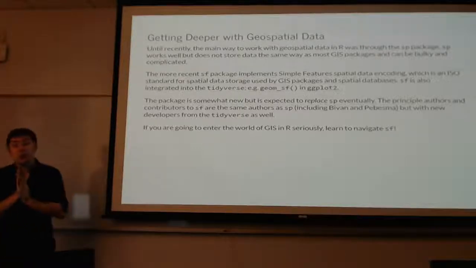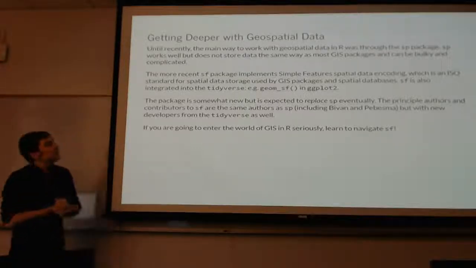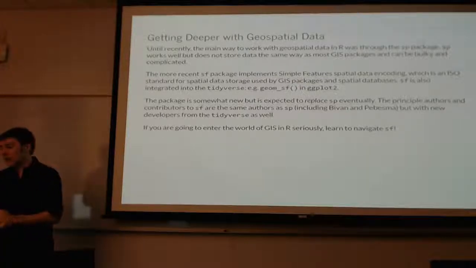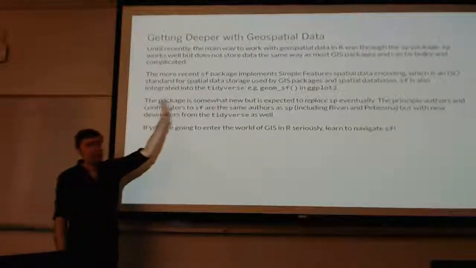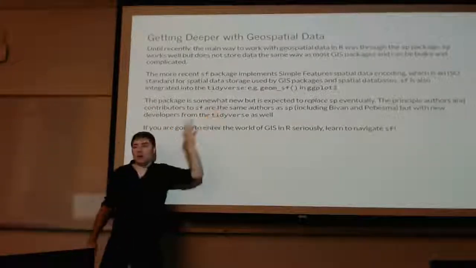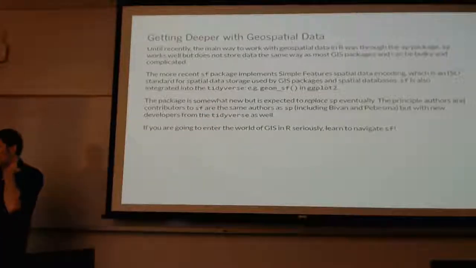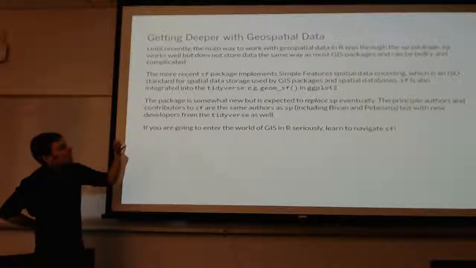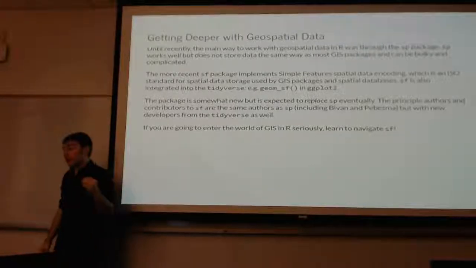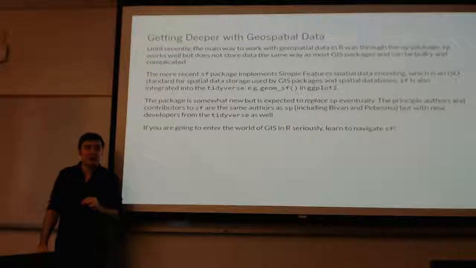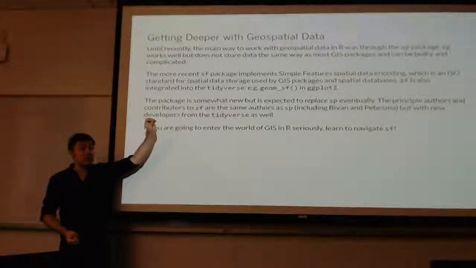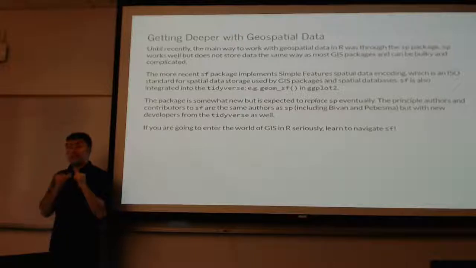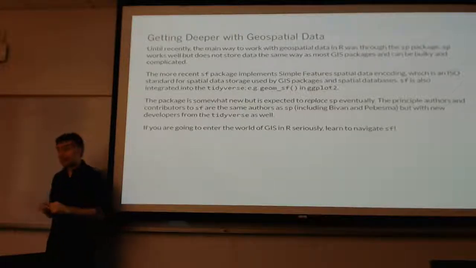So the people who wrote the SP package originally have started developing, and I think are mostly done developing, the SF package. The SF package implements what's called simple features spatial data encoding. This is a link here, probably to Wikipedia, if you're interested in what that is. Simple features is the modern International Standards Organization standard for storing geospatial data regardless of where you're storing it. So every geospatial database basically stores geographical data as simple features data. Every major GIS package stores all of its geospatial data as simple features.